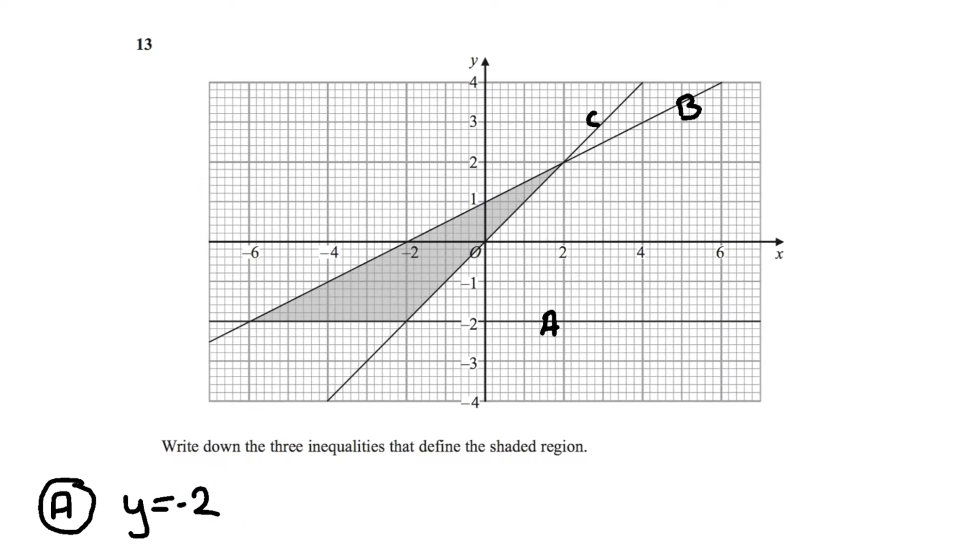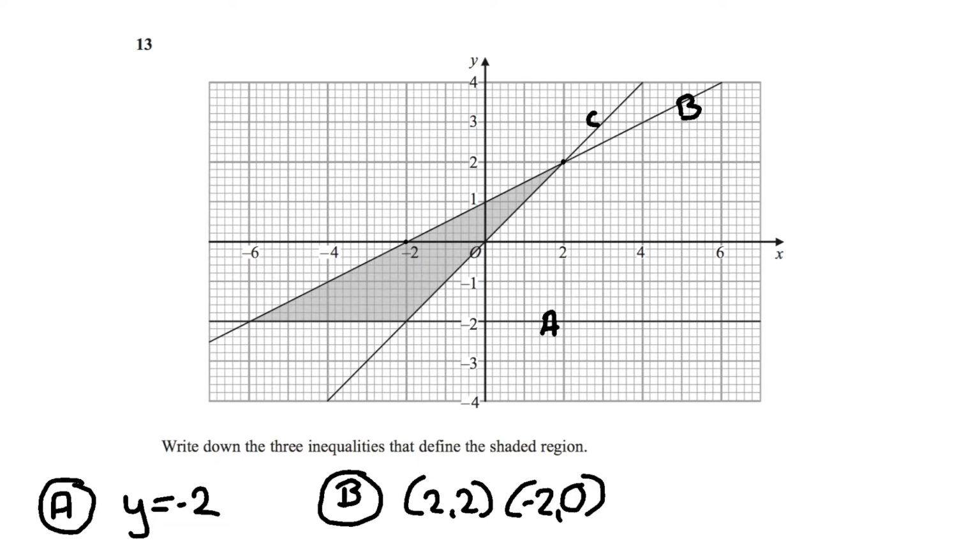Now let's have a look at line B. We need to identify the equation of the line for line B. To work out the equation of the line for line B, we need to select two points on the graph. First point I'm going to select is 2 and 2. And the second point is negative 2 and 0. So what I'm going to do is work out the gradient for line B. So let's write this down. For B, the two points selected are 2 and 2, and minus 2 and 0.